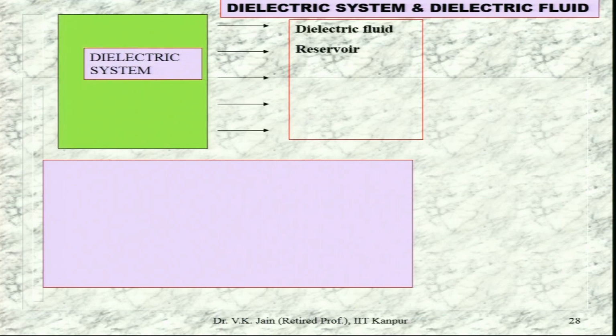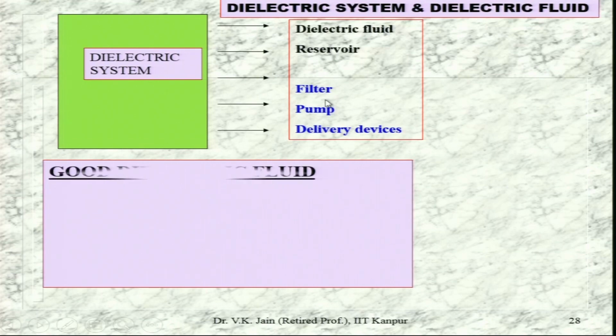Dielectric system and dielectric fluid. The dielectric system has dielectric fluid, reservoir, filter, pump and delivery devices. The filter is very much important because you are recirculating the dielectric, and for that purpose you should filter it properly before recirculating it. For recirculation you need the pump.